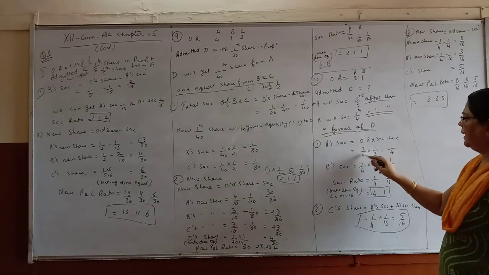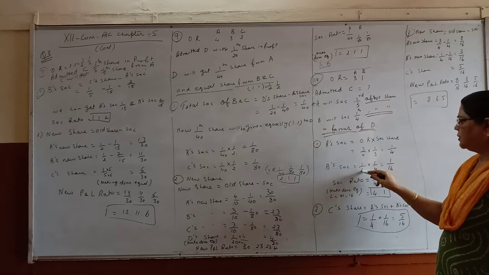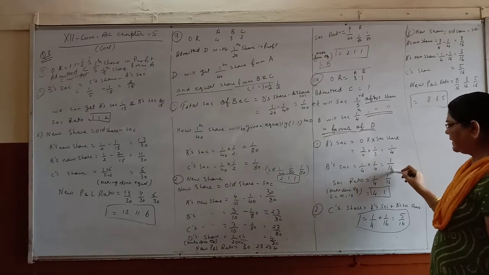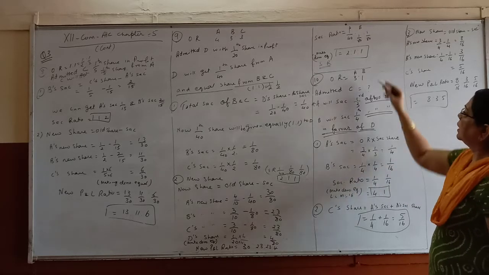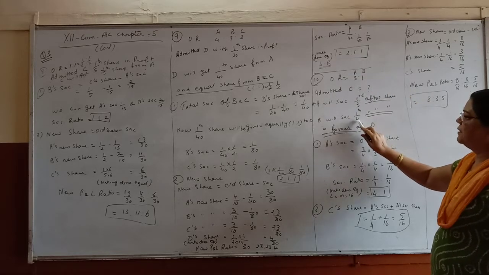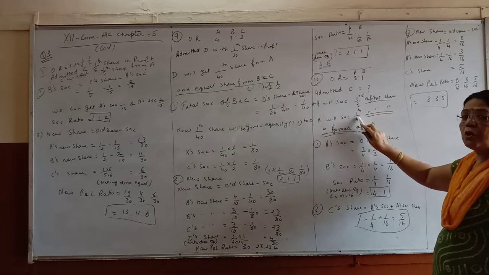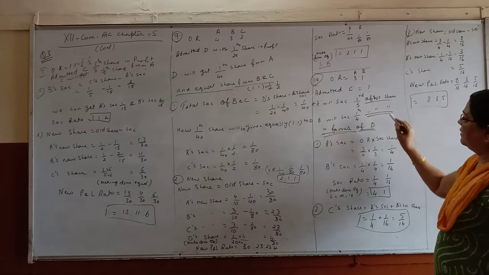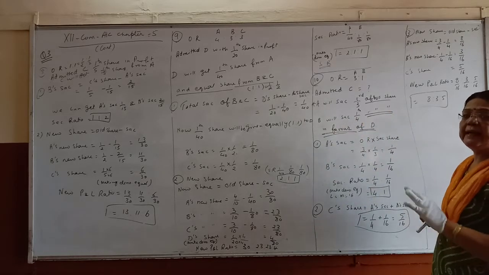So what will be remaining? 1 upon 4. Here also 1 upon 16. So 1 upon 4 is his old share. And what is the part to be sacrificed? 1/4 of his share. I have written it purposely to make it clear.